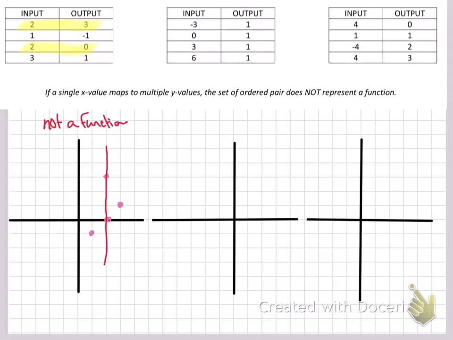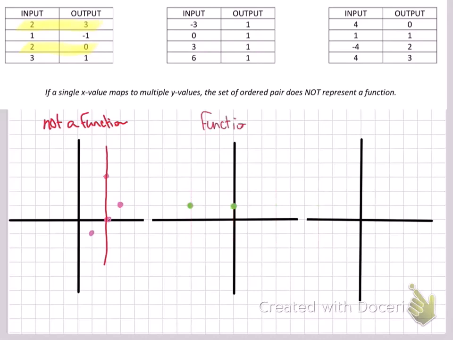Okay, we can do the same thing with the next set of values. So we have negative 3, 1 is right here. We have 0, 1. We have 3, 1, and we have 6, 1. Okay, so all of these are in different places on the graph, so it does pass the vertical line test. So we would say that yes, it is a function.